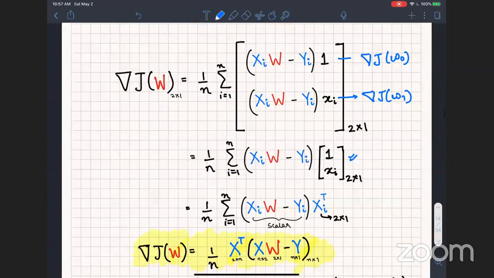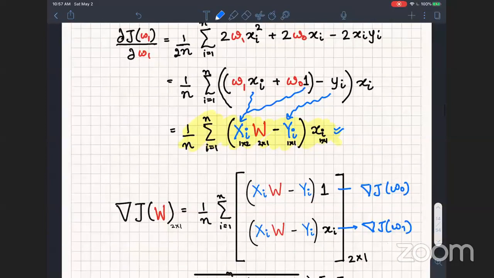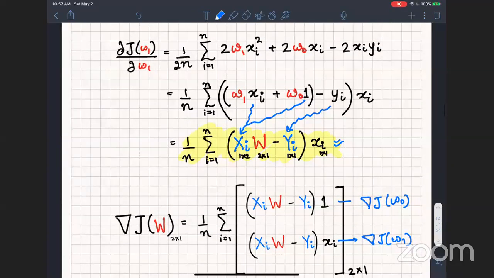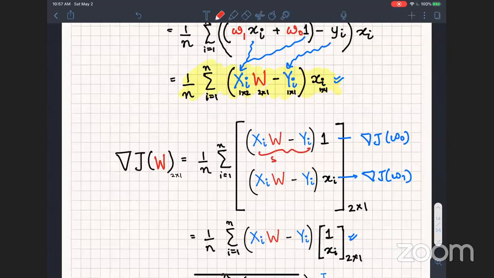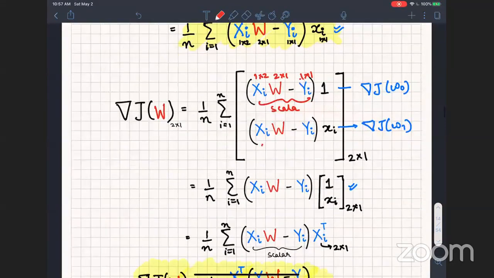And then I can put them in a matrix notation where this is a constant, right? So remember, this is a scalar quantity. 1x2, 2x1, and this is 1x1, so this is a scalar quantity. Again, this is the same scalar quantity, which is basically the error.